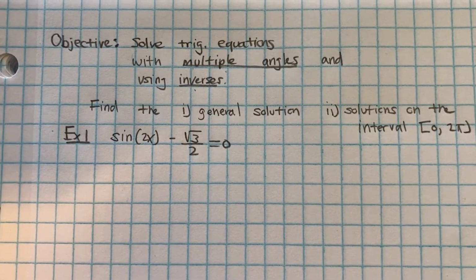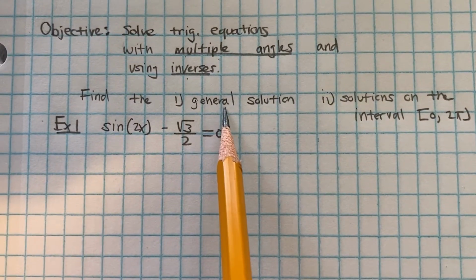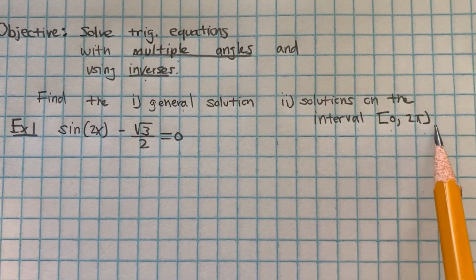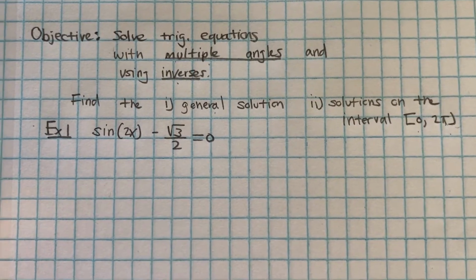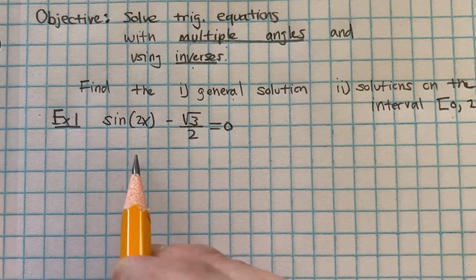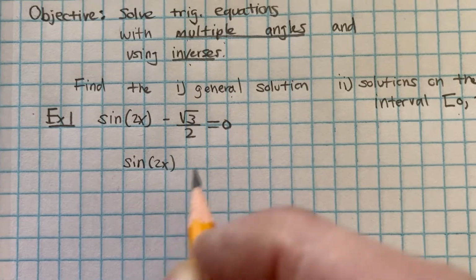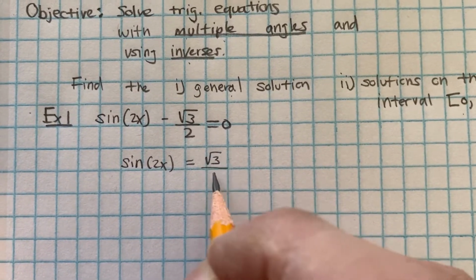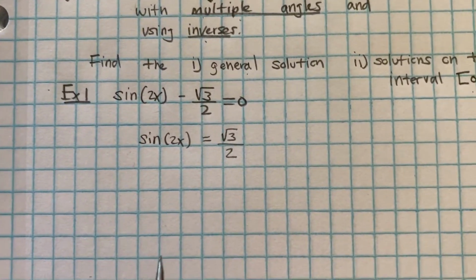And so if you take a look at this first example over here, we're asked to find the general solution first, and then of course the solutions on the interval from 0 to 2 pi, non-inclusive for the 2 pi, okay? So the same technique applies, right? If you see a single trig function, you want to get it by itself. And so let's do that. So we're going to get sine of 2x is equal to the square root of 3 over 2.